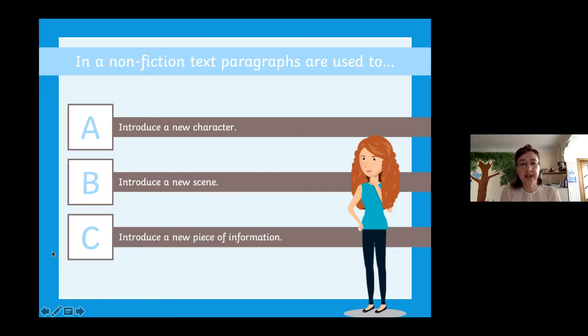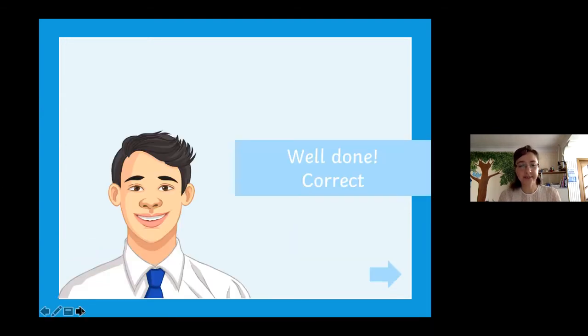In a non-fiction text, paragraphs are used to introduce a new character, introduce a new scene, or introduce a new piece of information. So the question asks what paragraphs do in non-fiction. That's why we can't choose a new character, because in non-fiction we usually don't have characters. Introducing a new scene applies to fiction. Introduces a new piece of information: yes, non-fiction texts deal with information. That's why, usually with factual information, the correct answer is C.